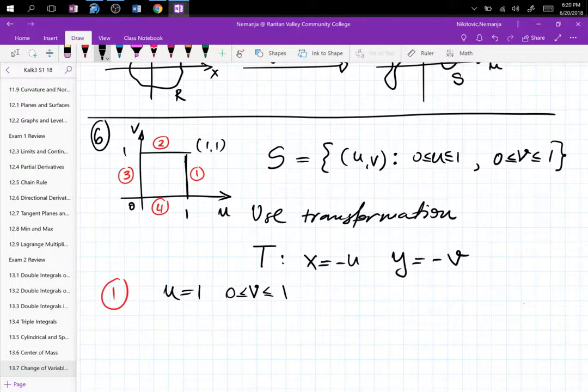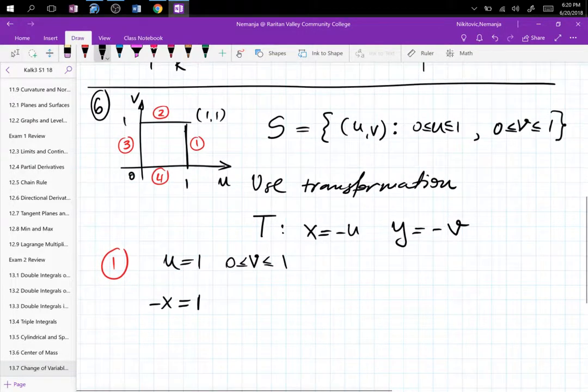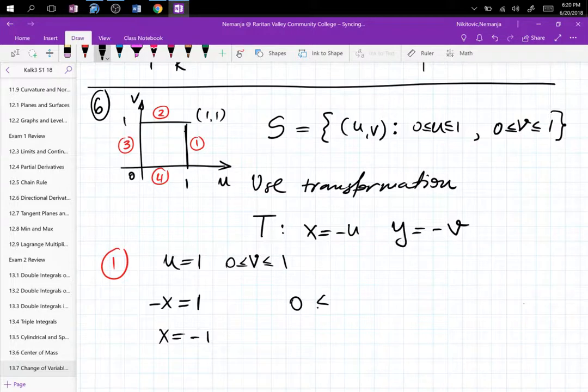So here is the infinite line, and this is the cutoff to give us that little segment that we are looking for. Now, the only thing I need to do is to plug in the transformation and replace all u's and v's with x's and y's. So in the first equation, instead of u, I put negative x equals 1, from where I come up with a new equation, x equals negative 1. Then I'm going to replace v with negative y. So I have 0 less equal than negative y less equal than 1.